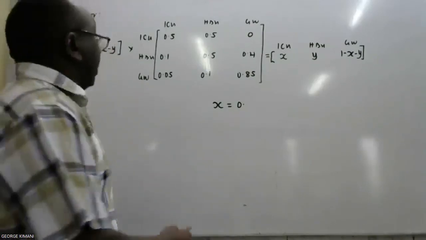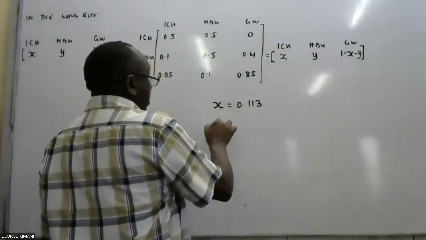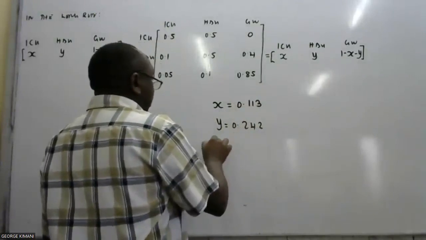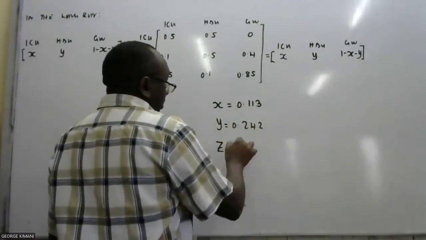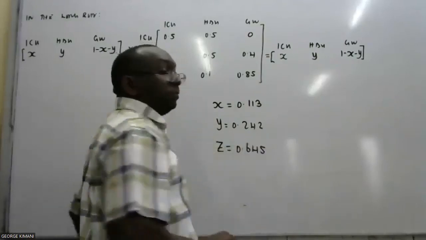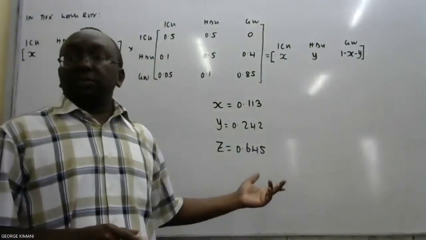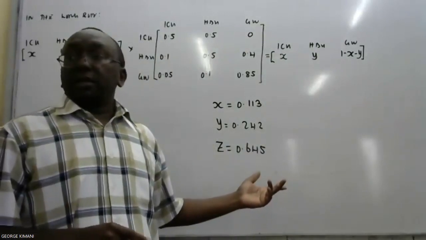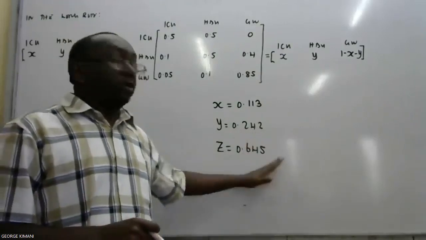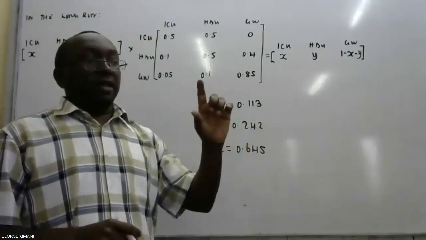Give me the figures. X is 0.113. 113. Y? 242. And Z? 645. 645. Good. So, we differ on some decimals, eh? Because now multiplying is easier. First of all, have we agreed on this? Yes. Maybe we differ on the decimals.